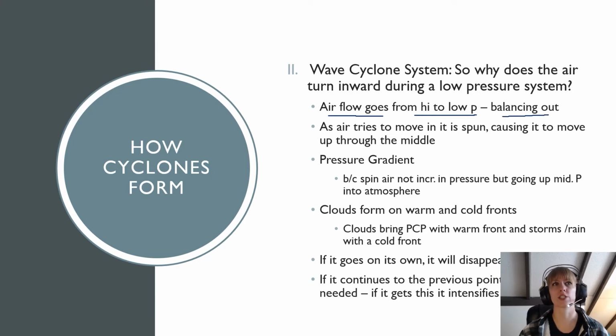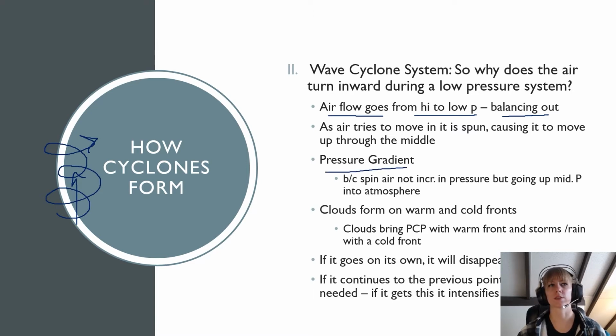So as air tries to move up, it gets spun around, causing it to move up through the middle. And this is where we're going to get our pressure gradient. Because the spin is not increasing in pressure, but going up mid-pressure into the atmosphere, you're going to have a decrease in pressure, a decrease in temperature, which is going to lead to cloud formation.